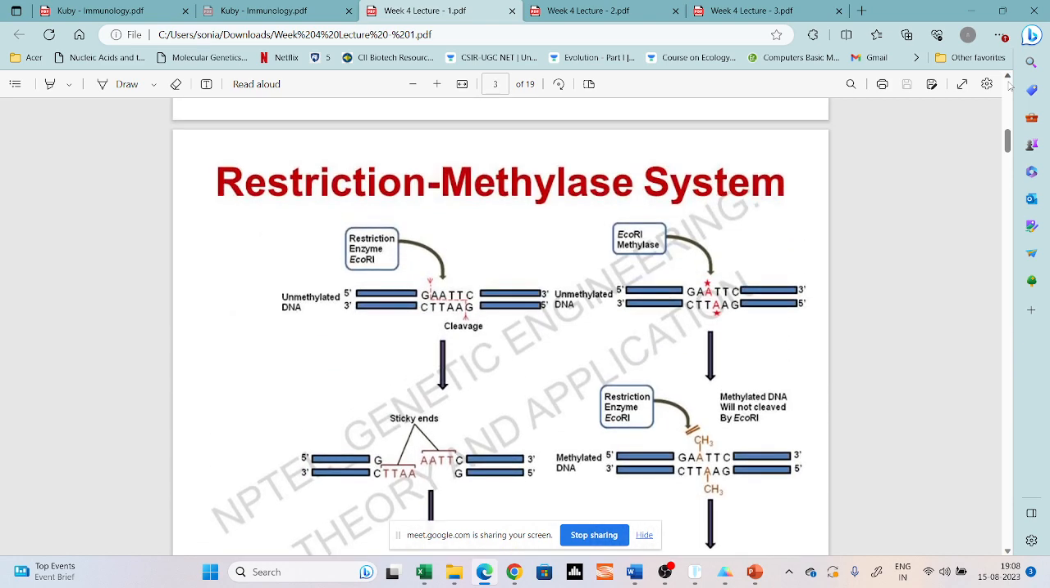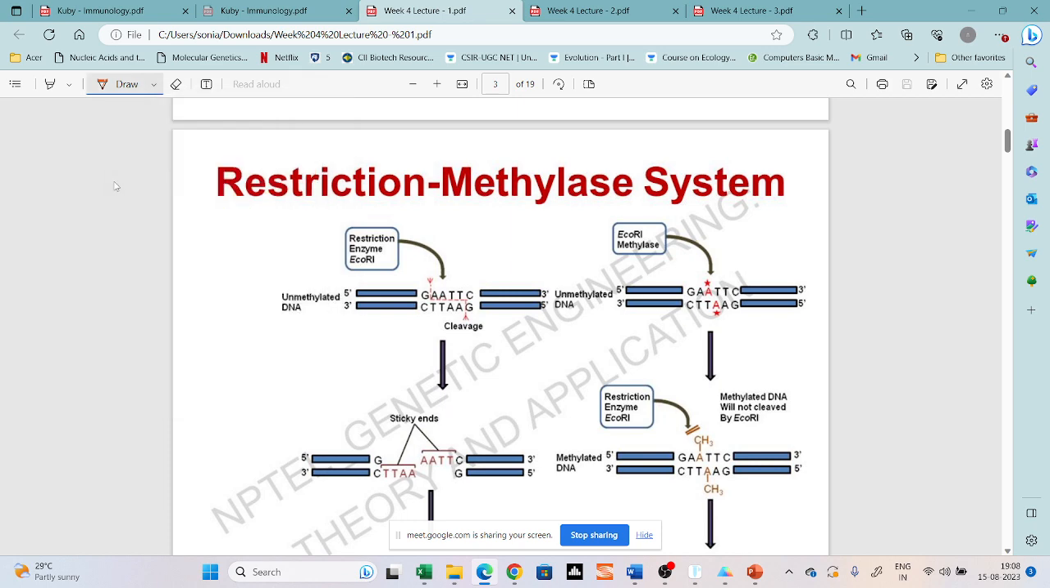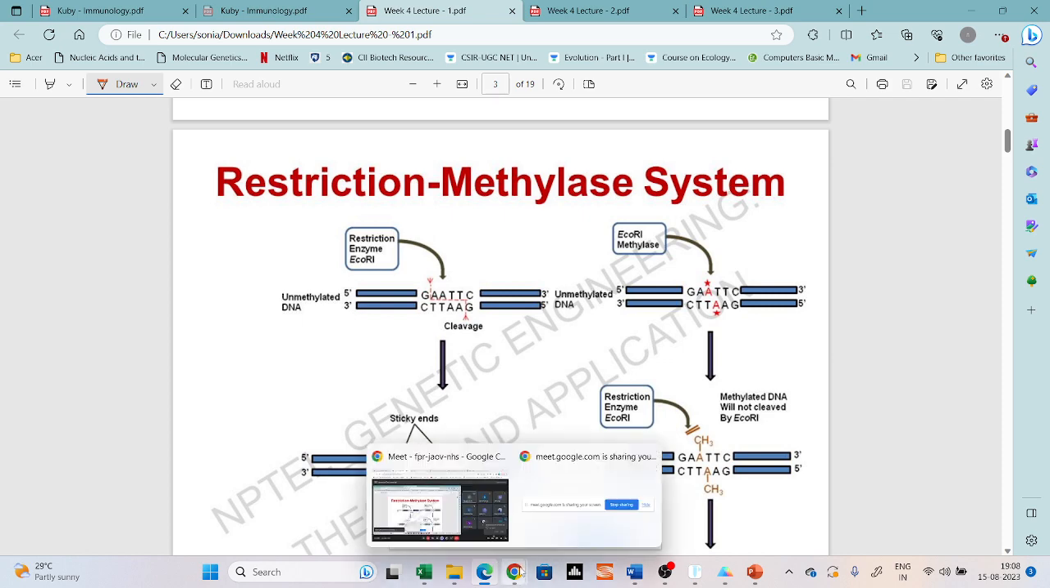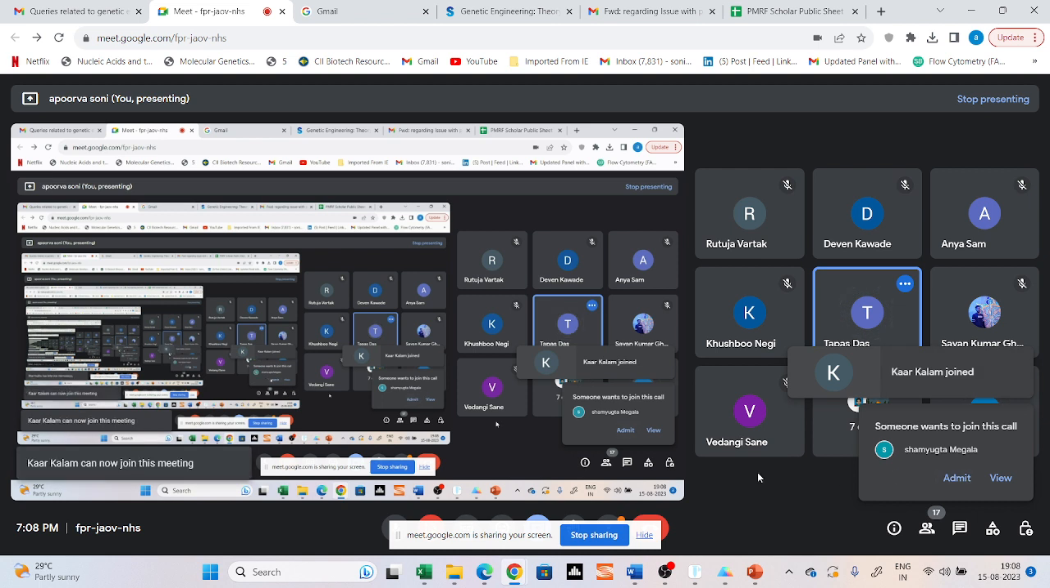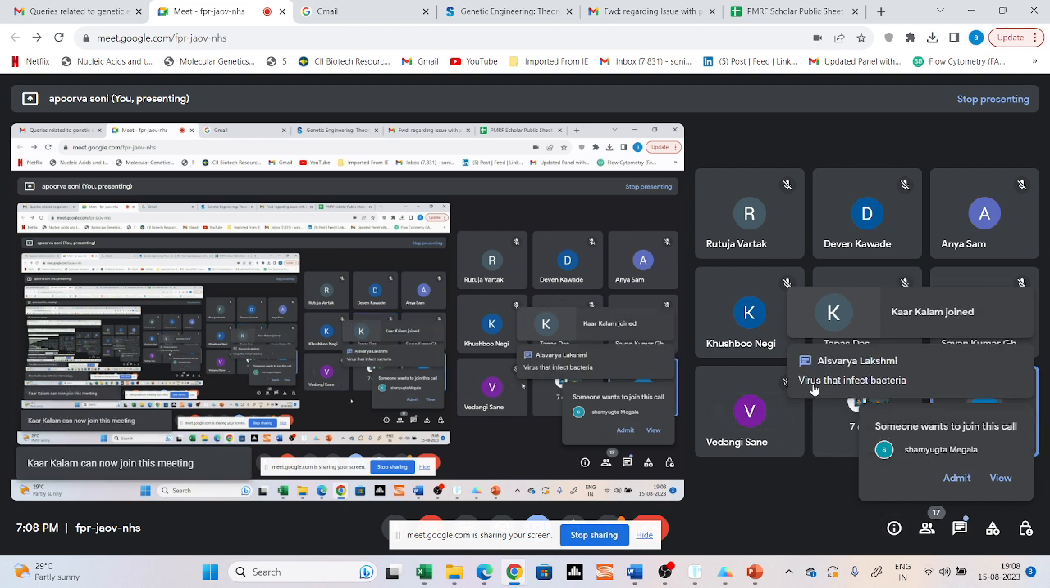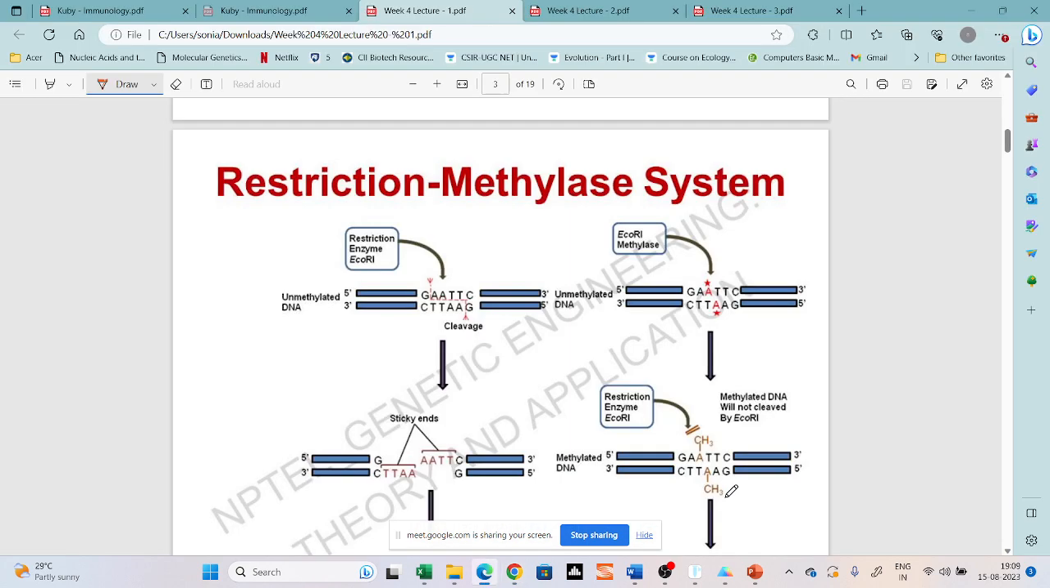So now, just a basic concept of the restriction methylase system. What are bacteriophage? Do you know what bacteriophage are? Viruses which infect bacteria. Yes. Aishwarya, you are right. Bacteriophage are the viruses that infect bacteria. Phage means virus, and bacterio means that the virus is infecting bacteria.